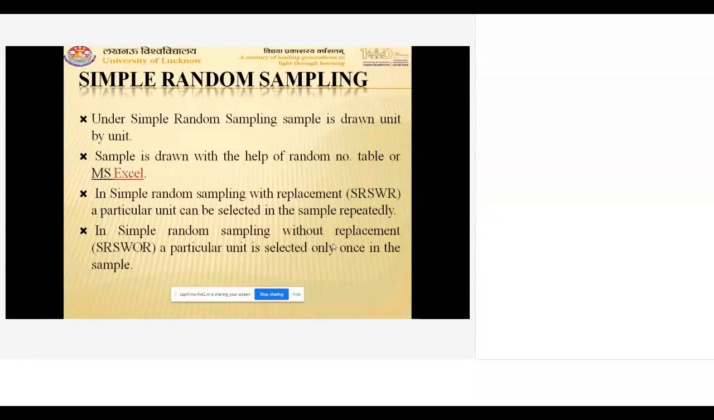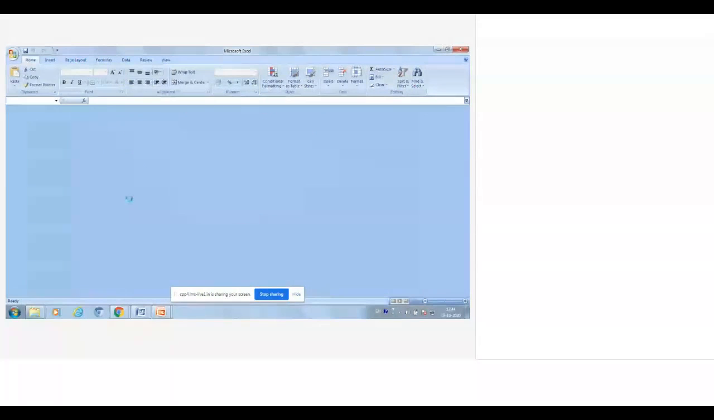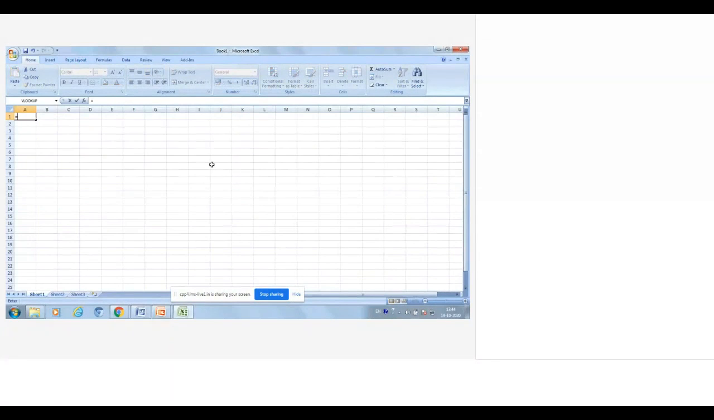Generally the preferable software is MS Excel. In MS Excel, we have a function called RAND. With the help of that function, we can draw a random number. You can see here, we can type equals RAND, then open and close the bracket. We get a random number. If we want 30 random numbers, we can select and drag it. We get 30 different random numbers.